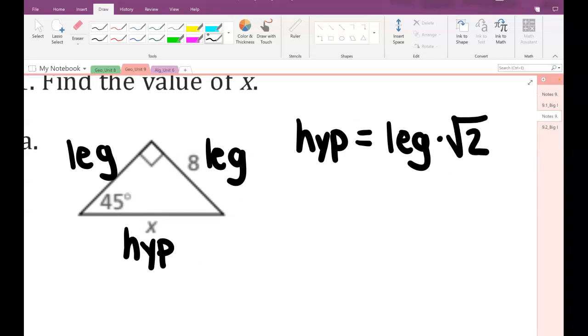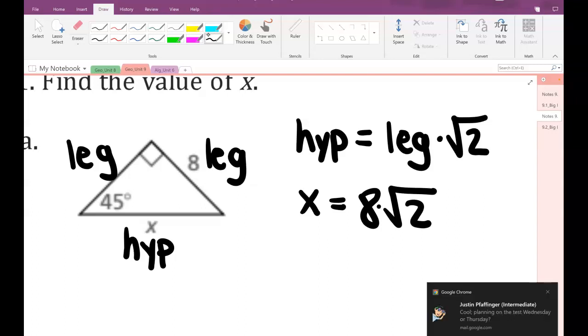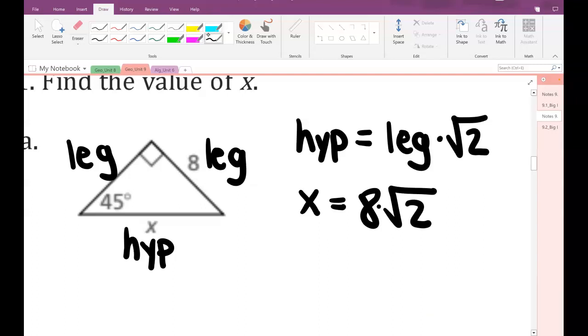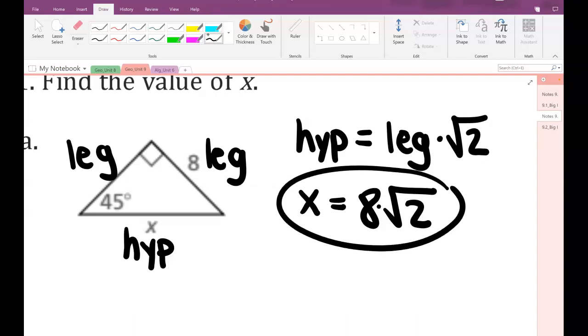So we have some information that's given to us. We know our hypotenuse. We gave it a variable length x. So x is equal to the length of our leg, which is 8, times the square root of 2. When you're multiplying a whole number and a radical, the number that's on the outside stays on the outside. You don't want to mix numbers on the outside of the radical with numbers on the inside of the radical. So you just stay like this. This is the length of our hypotenuse. This is what x is.